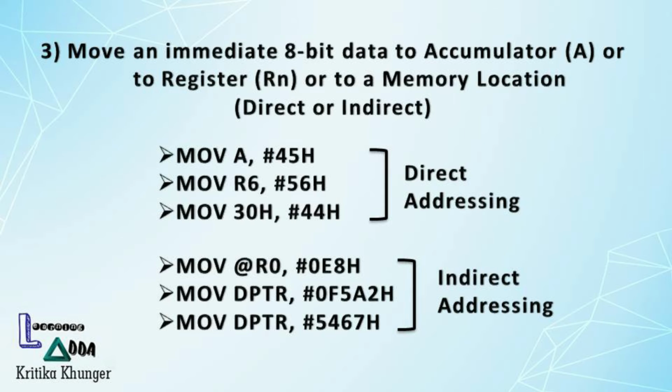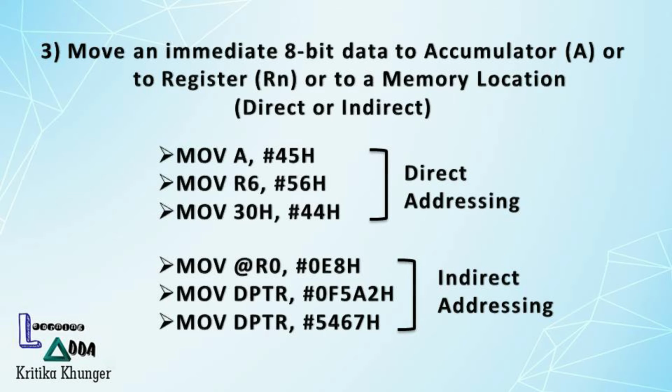In indirect addressing, in the first example, we are using the @ sign with R0, because when we use indirect addressing, we use this sign because in R0 the address is placed to which we want to move the content. So move @R0, comma hash 0E8H. We are moving the content of this 8-bit data into the memory location pointed to by R0. Now move DPTR comma hash 0F5A2H. We are not using the 8-bit data over here. We are using 16-bit data for DPTR because DPTR is a 16-bit register. So we are using 16-bit data.